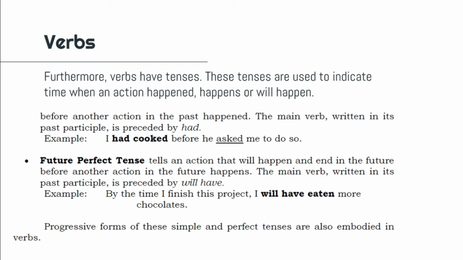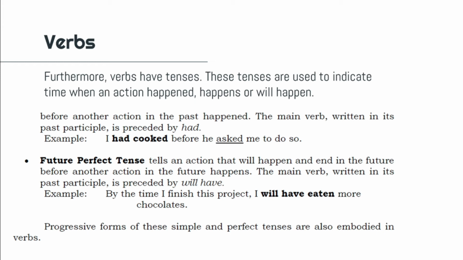Next, we have the future perfect tense. This tells us an action that will happen and end in the future before another action in the future happens. In here, the main verb is written in its past participle, which is preceded by will have. Example: by the time I finish this project, I will have eaten more chocolates.